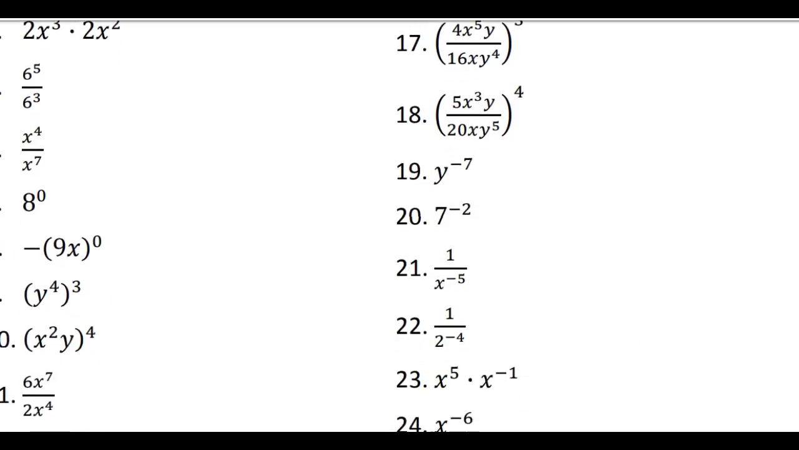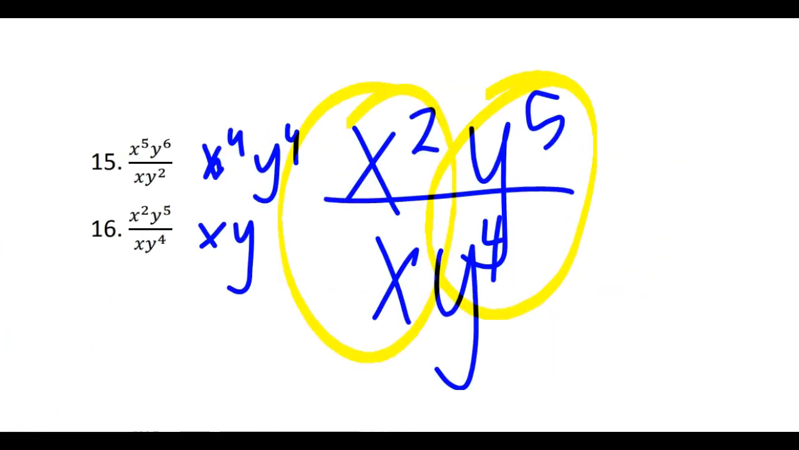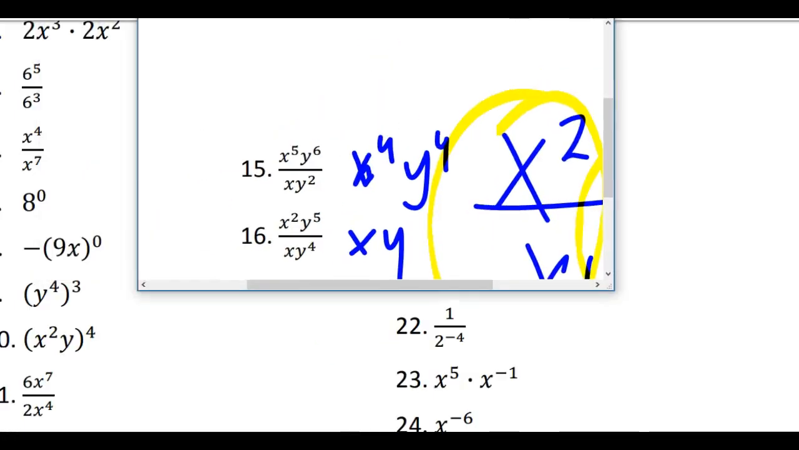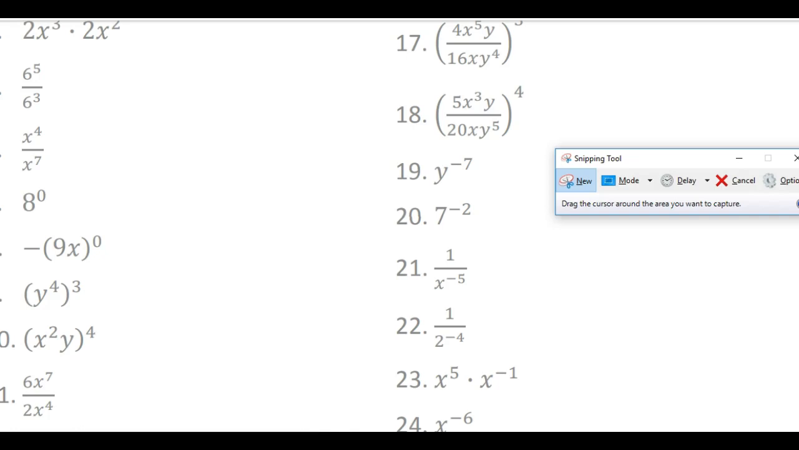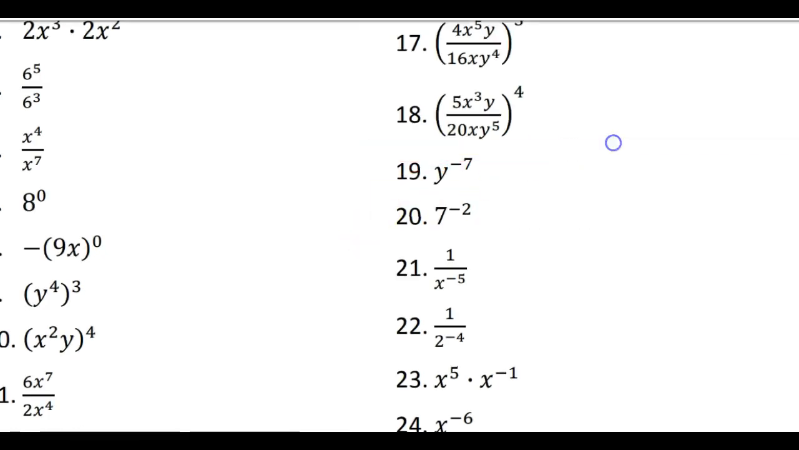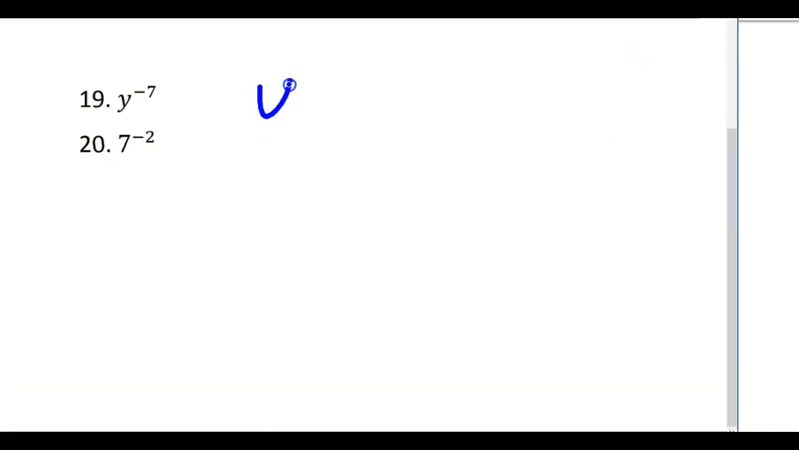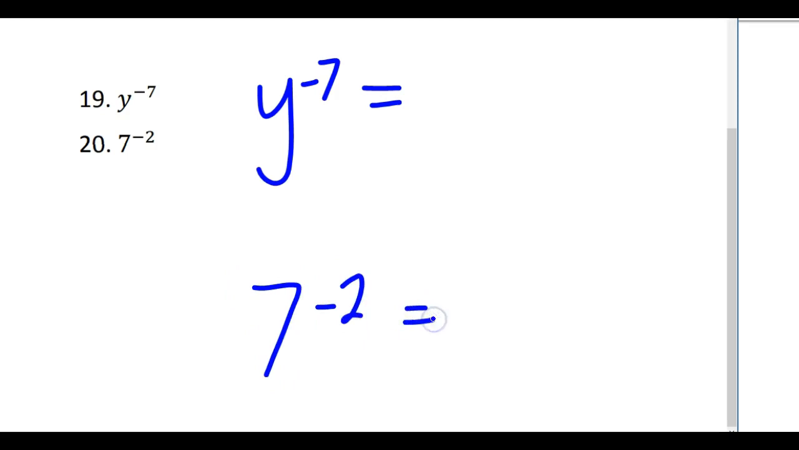Very good. Okay, let's look at a couple problems with negative exponents, okay? Do you remember how we solve negative exponents? So like if it was y to the negative 7th power, it would equal 1 over y to the 7th power. Yes, that's correct. Okay, what about 7 to the negative second power? 1 over 7 to the 2nd power.